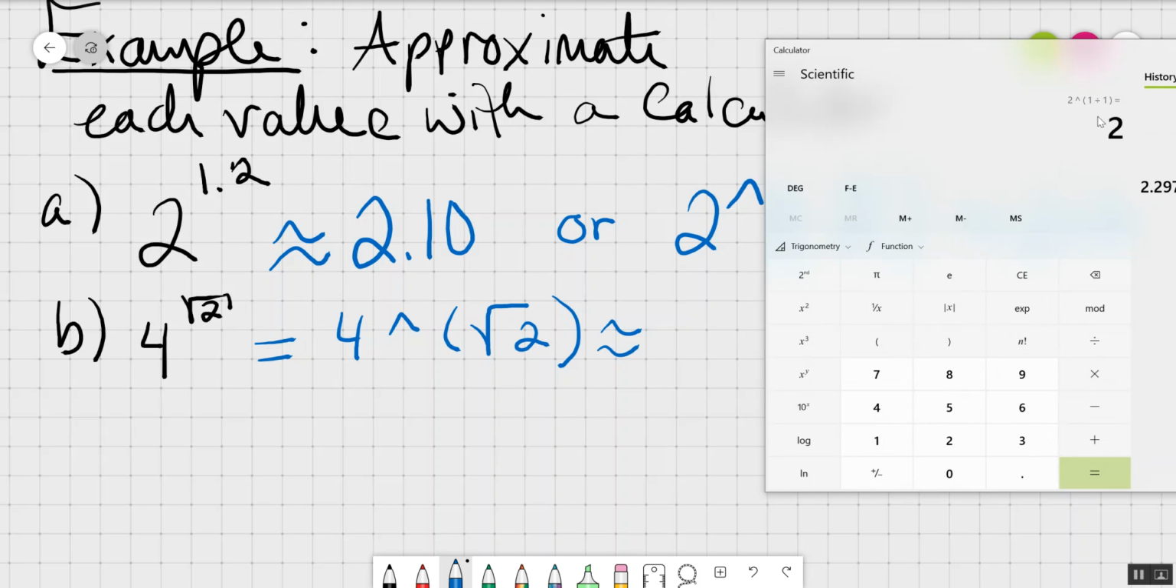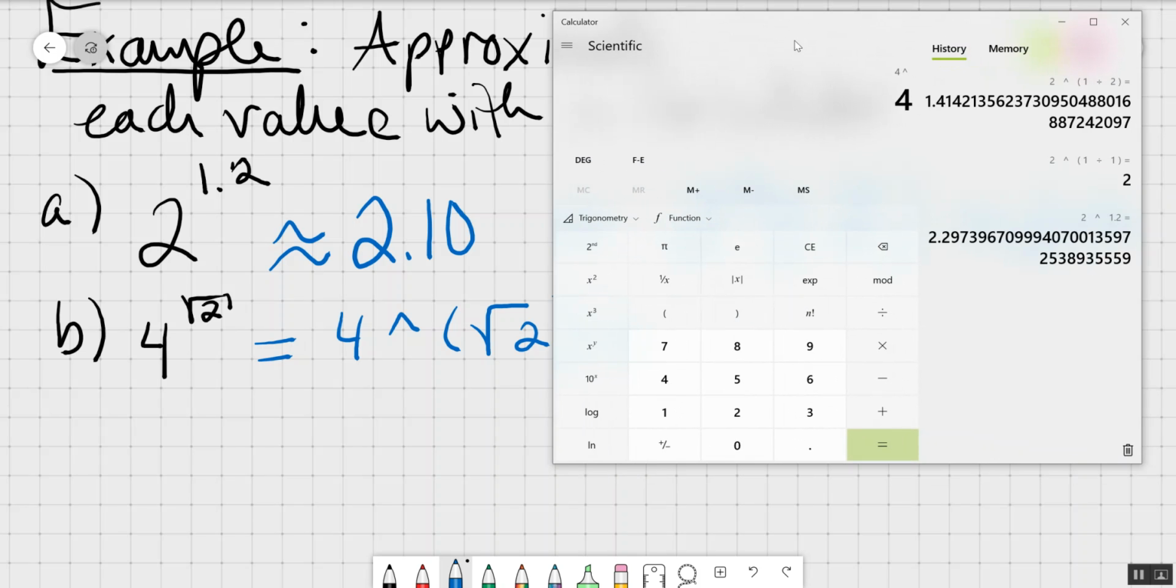Oh, did I have a typo? That looks wrong. Okay, let's try this again. 2 caret 1/2, 1.14. Okay, that is the correct square root of 2. And then what I want to do is I want to do 4 caret, and then steal the last answer I had, this value, and put that as my thing I'm going to do as the power.